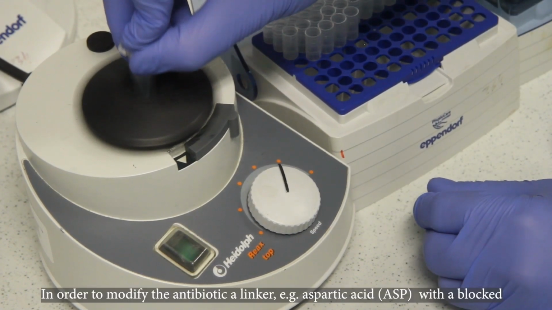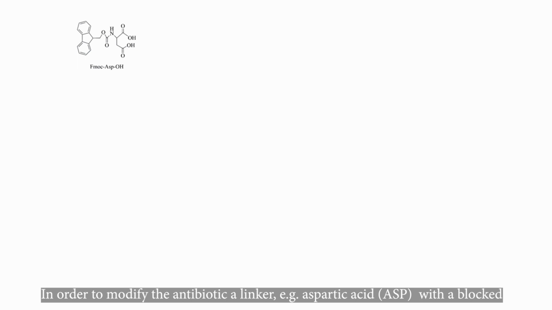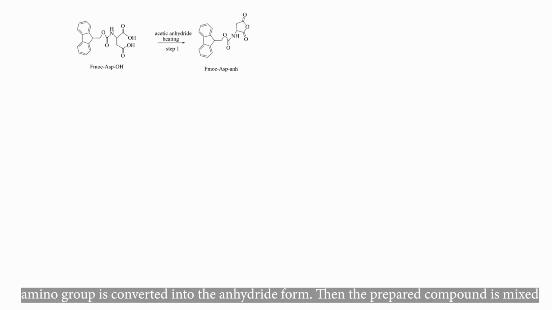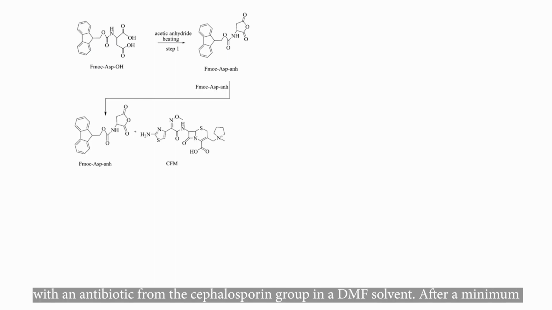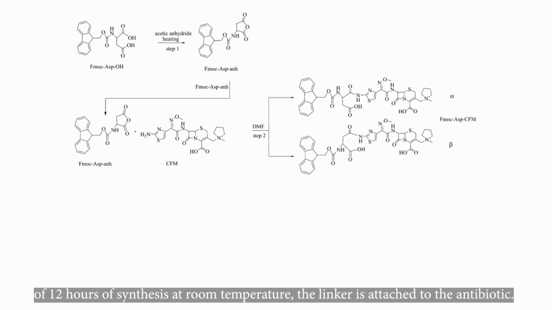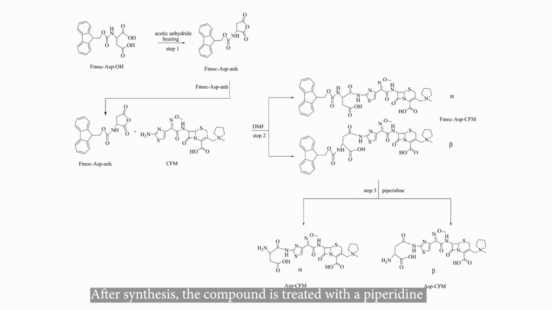In order to modify the antibiotic with a linker, for example, aspartic acid, ASP, with a blocked amino group is converted into anhydride form. Then the prepared compound is mixed with an antibiotic from the cephalosporin group in DMF solvent. After a minimum of 12 hours of synthesis at room temperature, the linker is attached to the antibiotic. After synthesis, the compound is treated with a piperidine solution to remove the amino-protecting group.